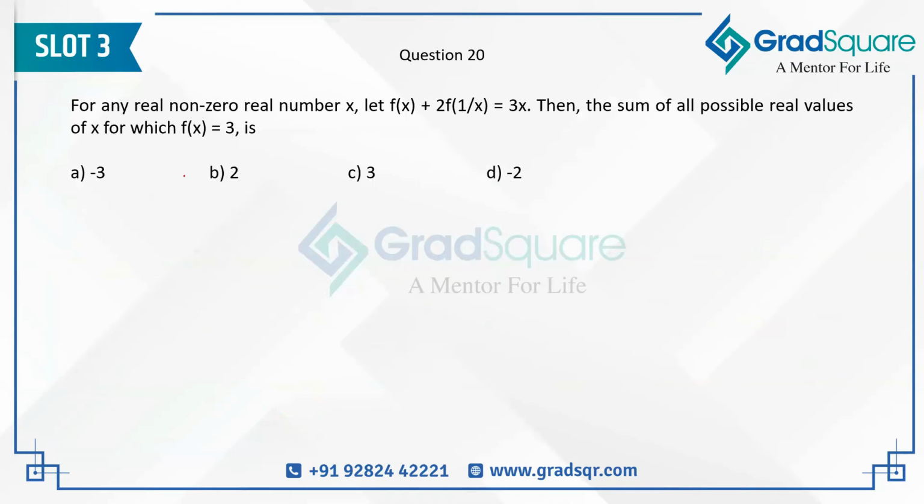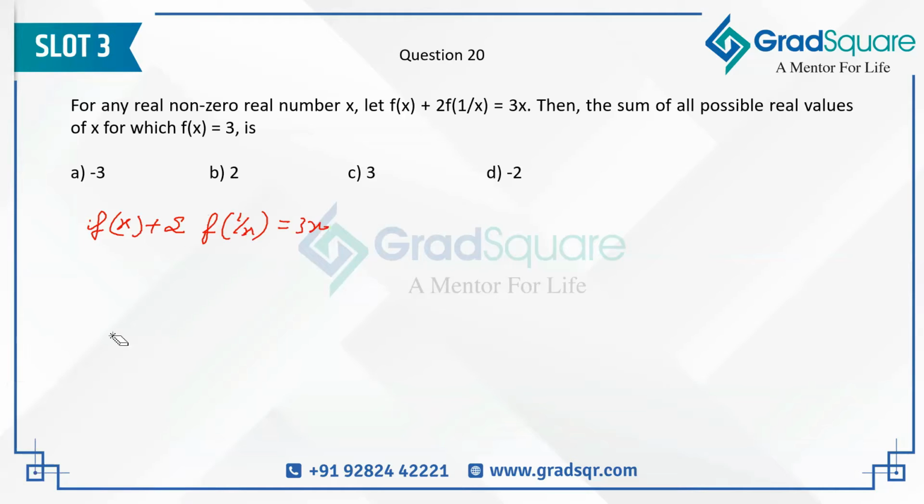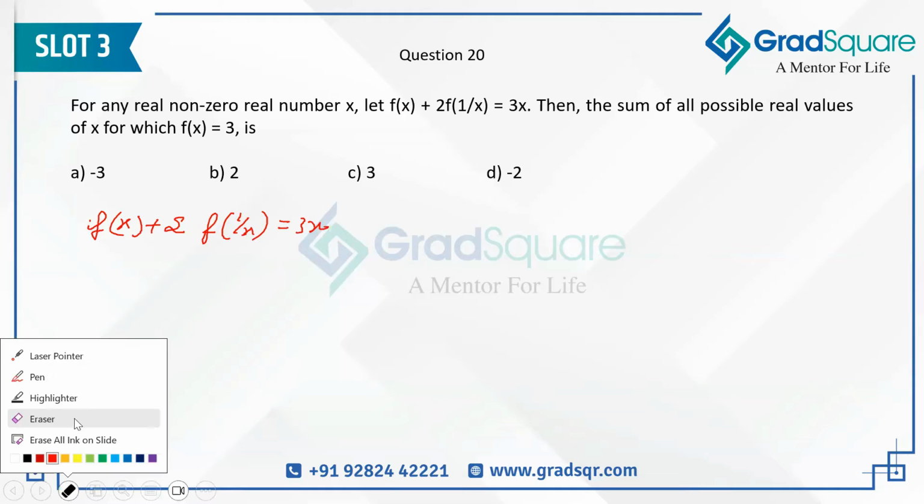Let's look at question number 20. For any real non-zero number x, f of x plus 2 times f of 1 by x turns out to be equal to 3x. That's what the question is talking about. Now, it is a very peculiar question. If we have prepared well, we will be able to see through the design of the question.